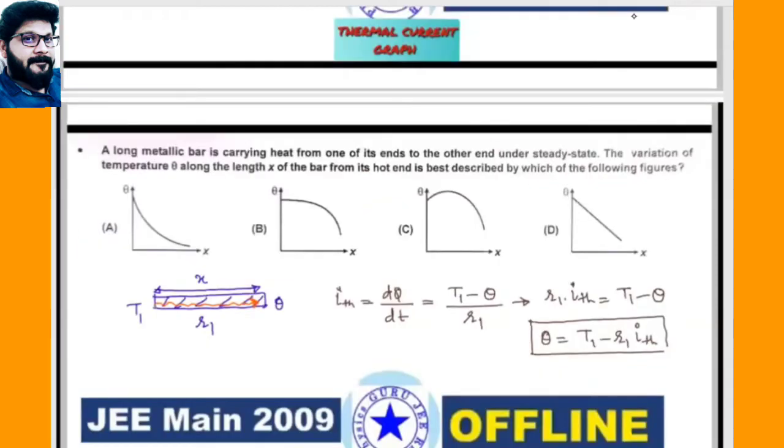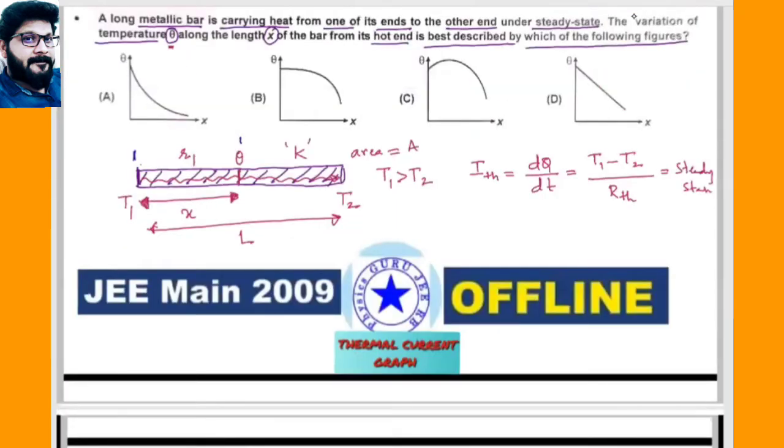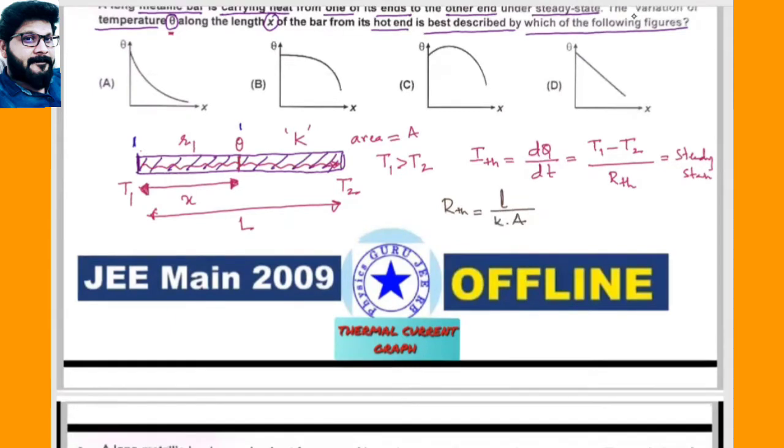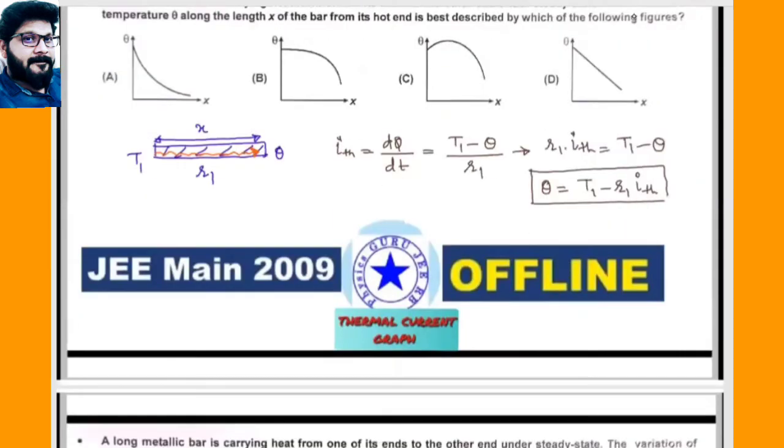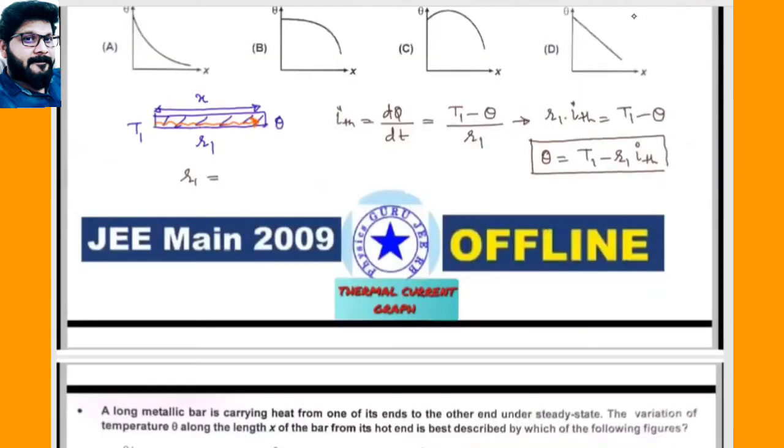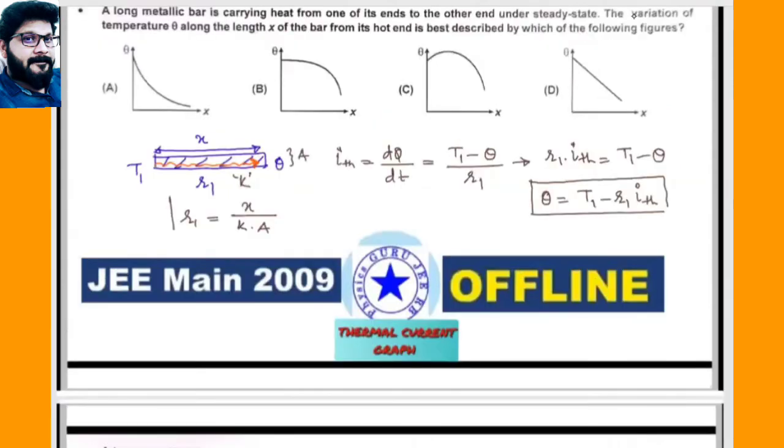Now what is the thermal resistance? We can write thermal resistance as L, the total length, divided by the coefficient of thermal conductivity into the area of cross section. This is for the total rod. Similarly, for the part of this rod, R1 equals x divided by K into A. The area is the same and there is no change in the material, so the coefficient of thermal conductivity will be the same. So R1 equals x divided by K into A. Hope this is clear, right?